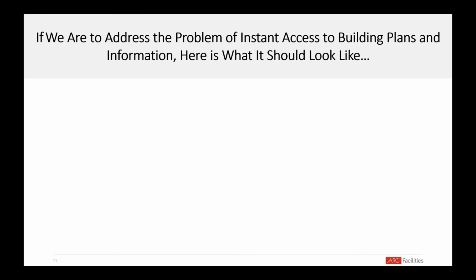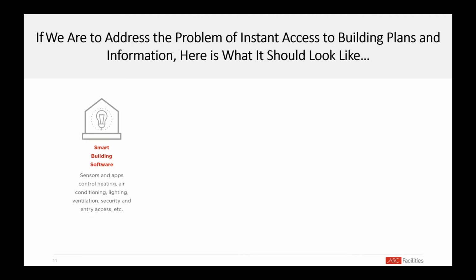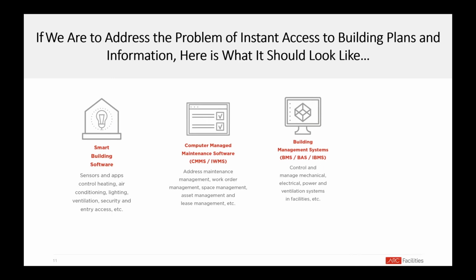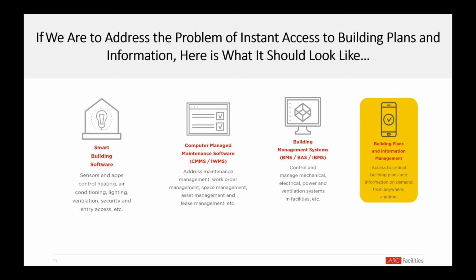So if we are to address the problem of instant access to building plans and information, what would it look like? That is something I really want to talk about. As I said previously, we have a category of software for smart buildings. We also have a category for computer managed maintenance. Then we have a category for building management systems. So what if we have a category of software for building plans and information management? Because sooner or later, that needs to be addressed. And if we develop software around that, then we could solve this problem we have been talking about.